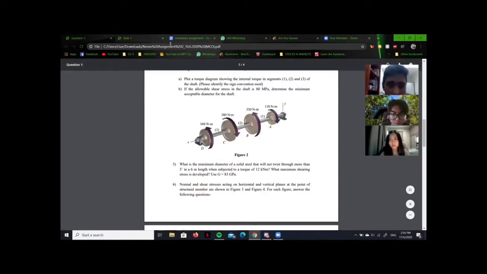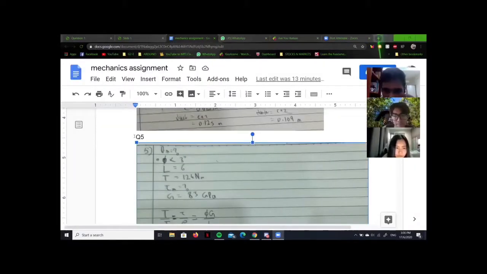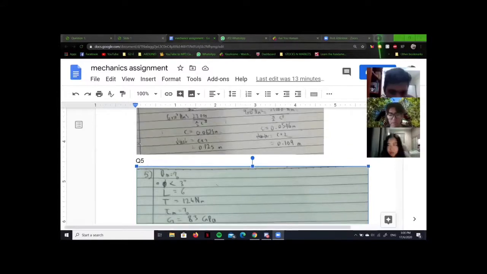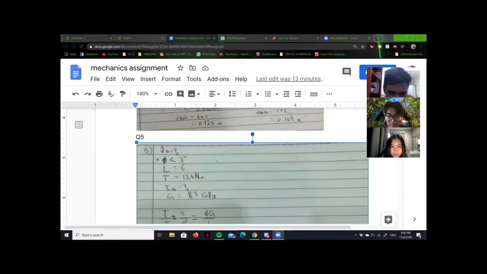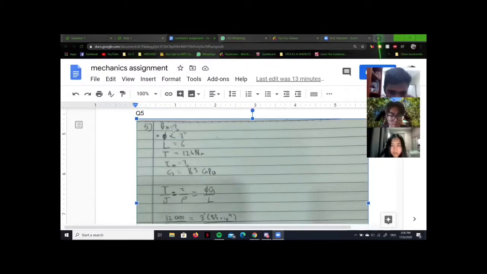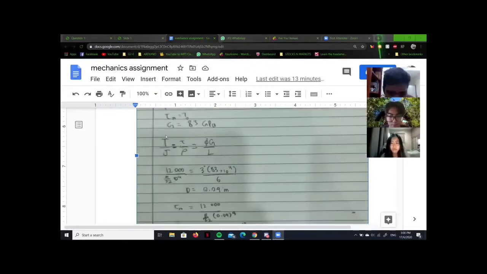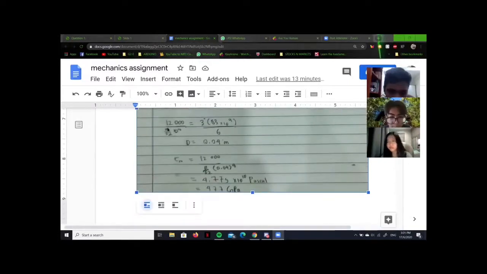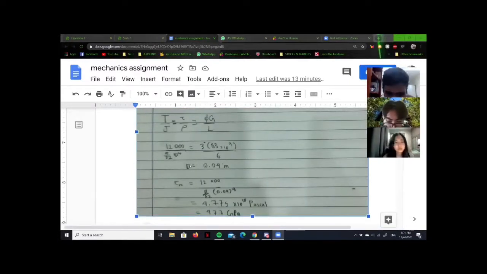All right, moving on to the next question, question 5. After we get the values that we don't have, we can plug them into the formula as seen here, whereby torque over J equals allowable shear over density, equals allowable degree times G over the length. When we plug in all the values, we find the diameter equals 0.04 meters.